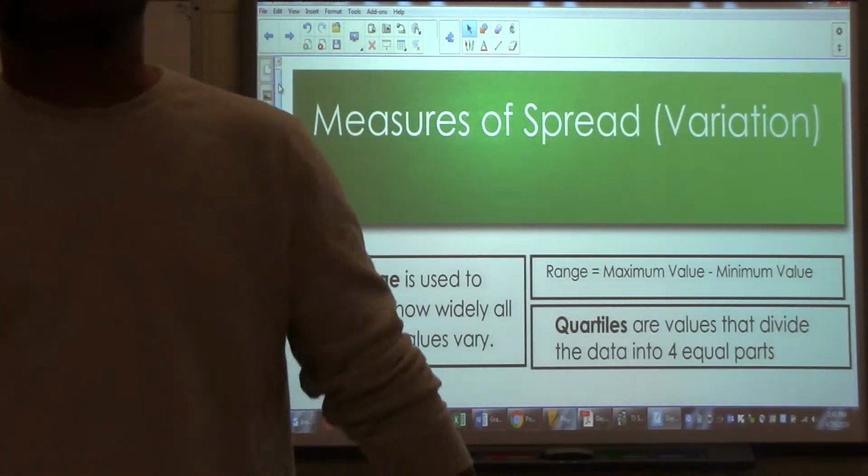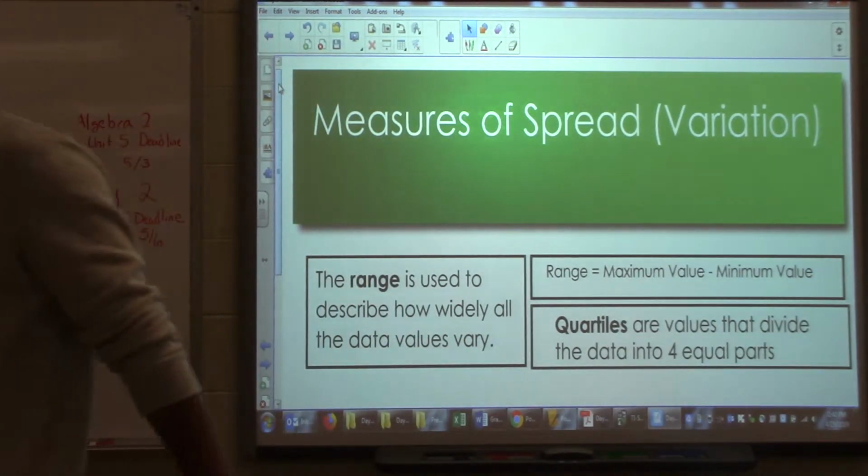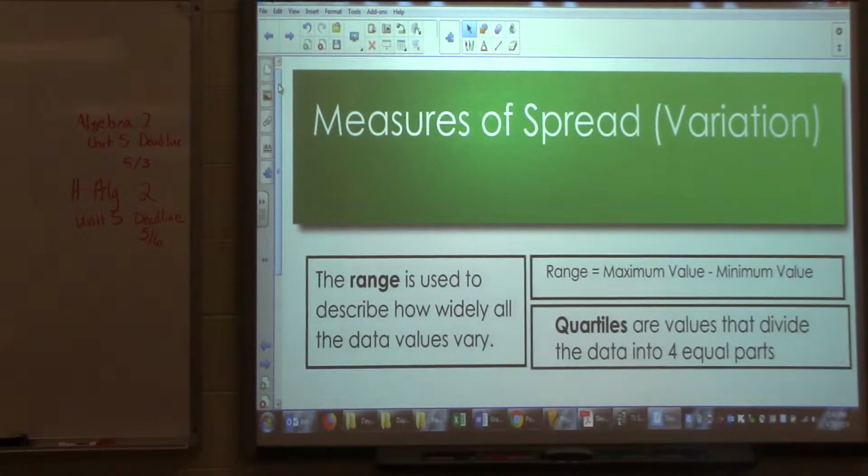Alright, today we're talking about a bunch of different things. We're going to talk about range, which you should know already. We're going to talk about IQR. We're going to talk about variance. Talk about standard deviation. We'll talk about percentiles.